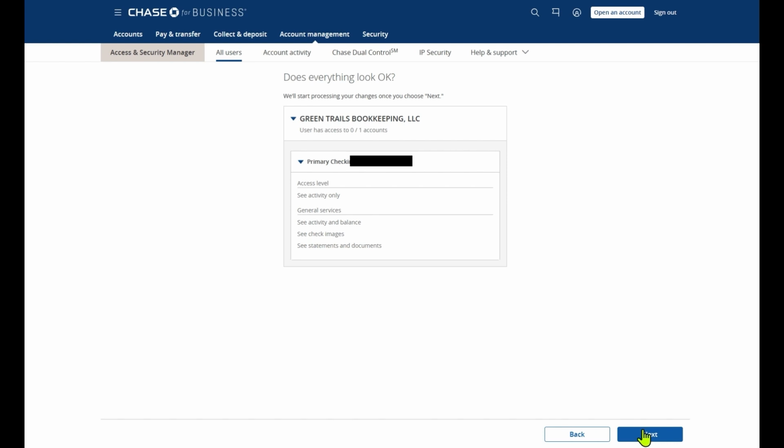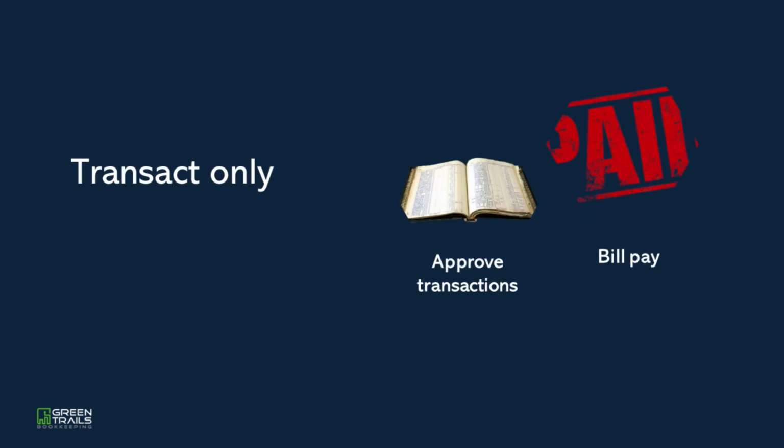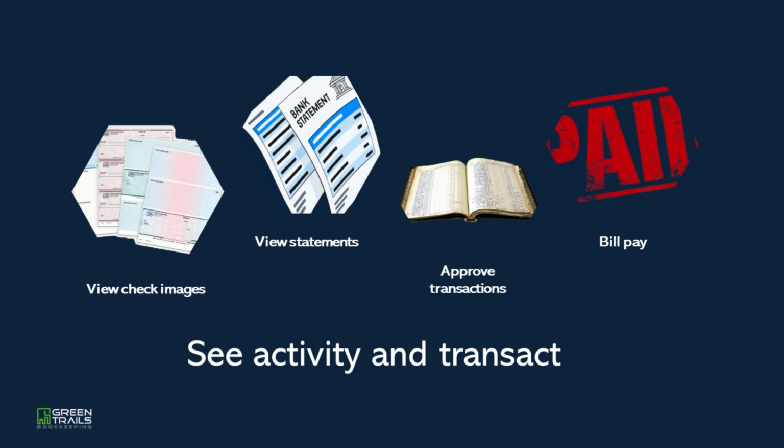Before you go, let's review the basic access types once more. See Activity Only allows the viewing of check images and bank statements. Transact Only allows the ability to approve transactions and pay bills. See Activity and Transact combines the two.